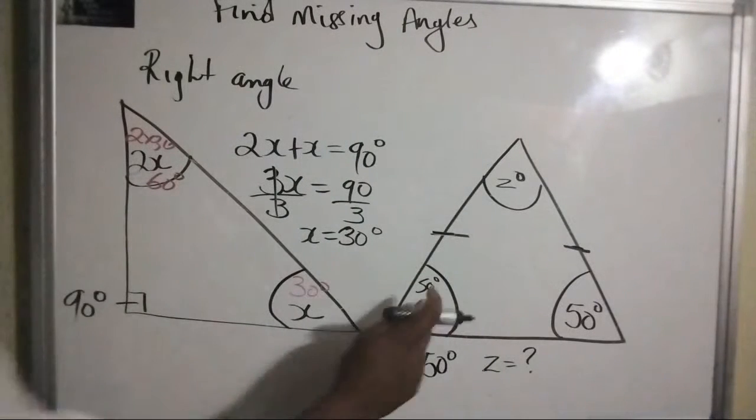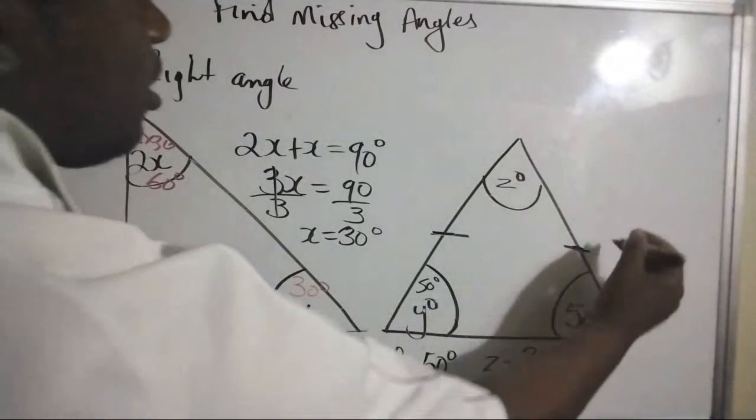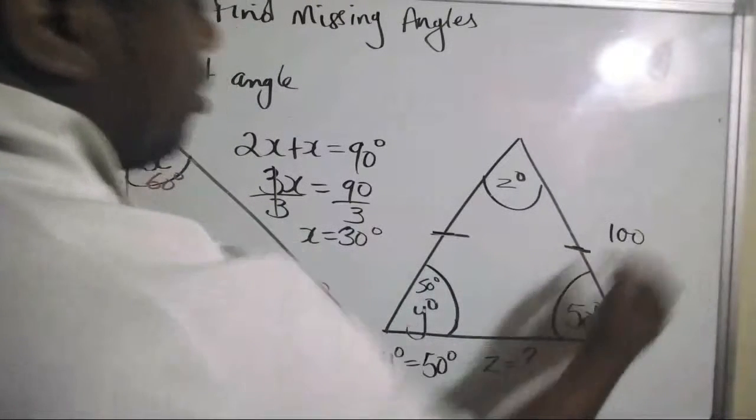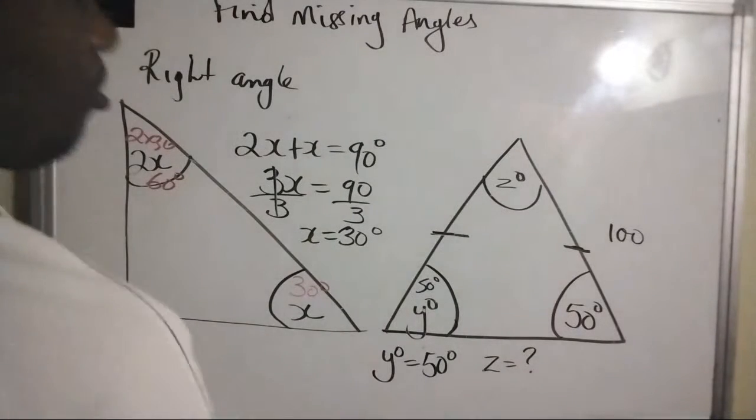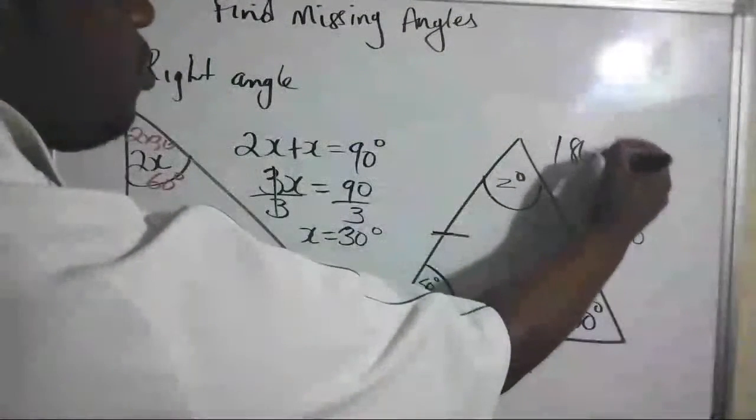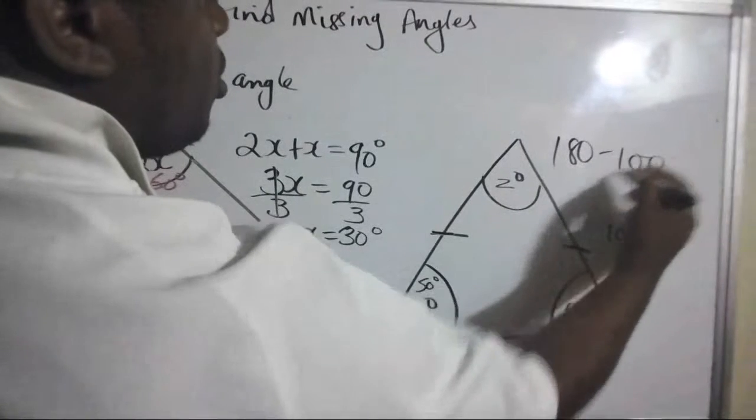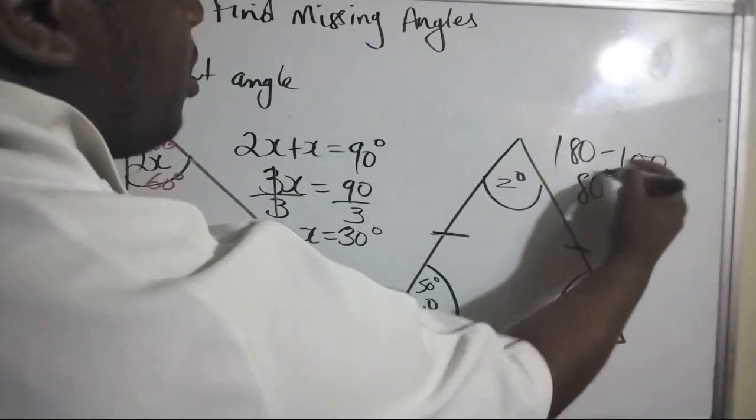Now if this is 50 and this is 50, that gives us 100, and we know that the total sum of the interior angles must be 180 degrees. So all we have to do is subtract 100 from that, and we get 80 degrees.